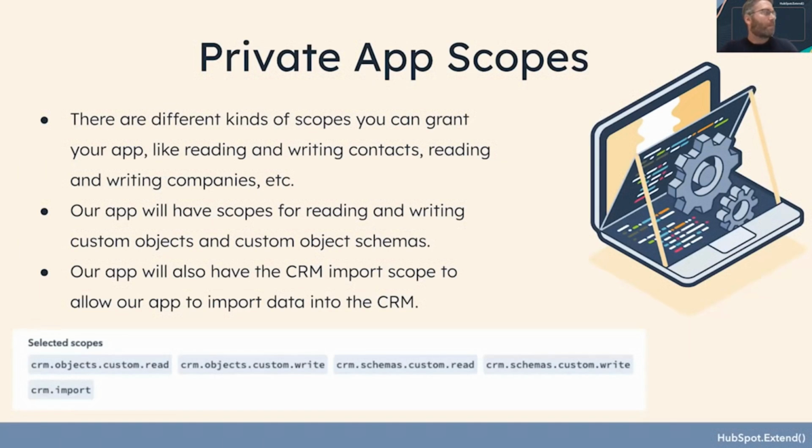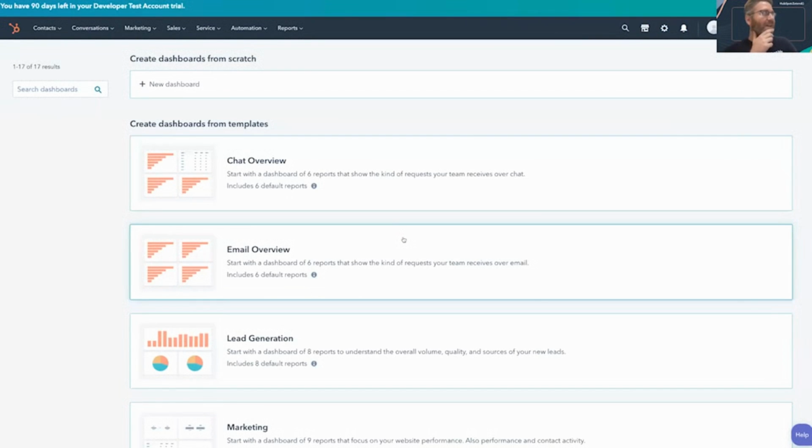Yeah, so at the bottom of this slide, this is actually taken from the UI, which we'll look at in a second. These are the scopes for this app that we're going to create. So what we're going to do now is we're actually going to create our private app. And then after that, we'll fork and clone or download the GitHub repo. So if you're following along at home, we'll now go into the developer test account that we created in the first step, and we're going to create our private app.